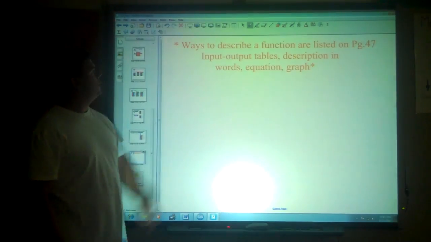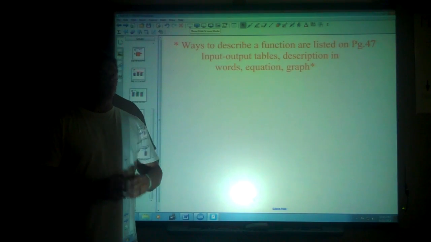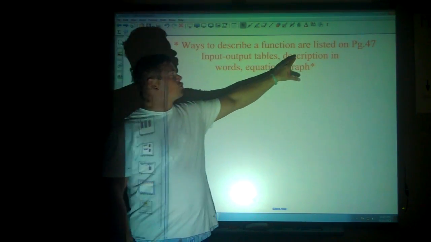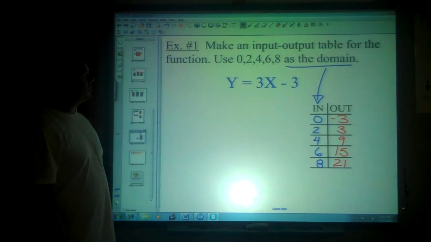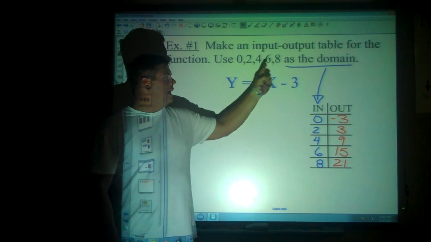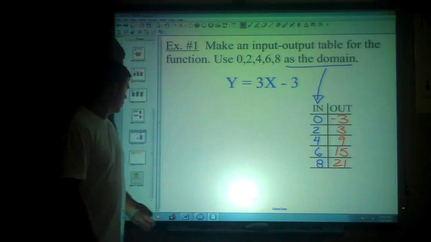And lastly, the ways to describe a function are on page 47. There are a number of ways. We focused on input-output tables today. But it's possible that you could describe them in words. If I were to describe this function in words, I would say, take your input, multiply by 3, and then subtract 3. That's what I want you to do with the rule.